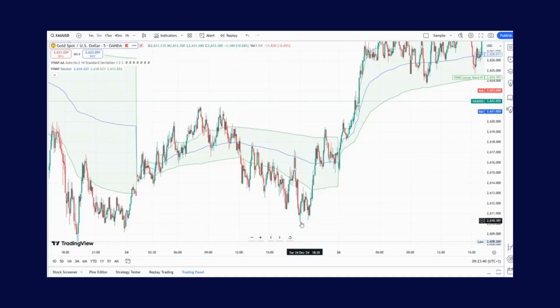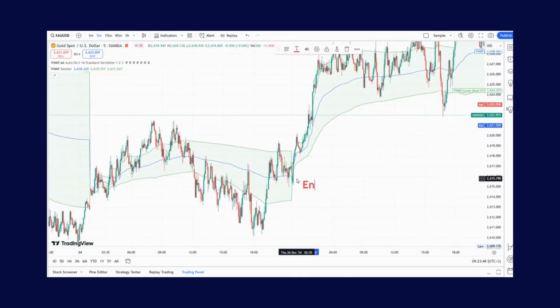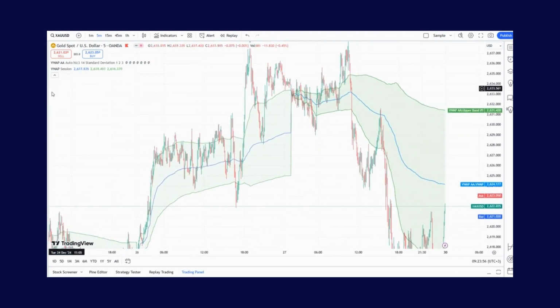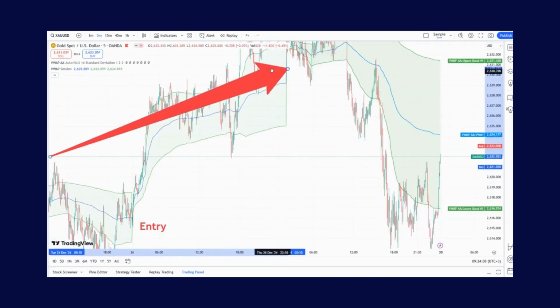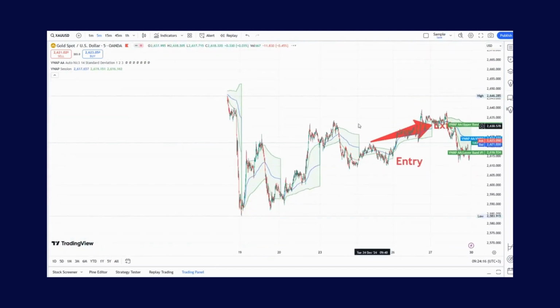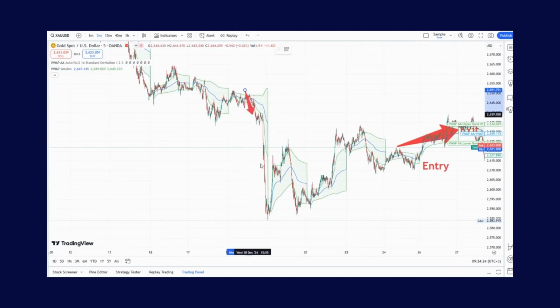VWAP is also widely used to identify entry and exit points. For example, during an uptrend, traders may look for pullbacks to the VWAP line as opportunities to enter long positions. The VWAP acts as a dynamic support level in such cases, providing a potential entry zone. Similarly, in a downtrend, traders might use the VWAP as a resistance level, entering short positions when the price approaches it and begins to reverse. This strategy ensures that trades are executed near a fair value, reducing the risk of overpaying or underselling.